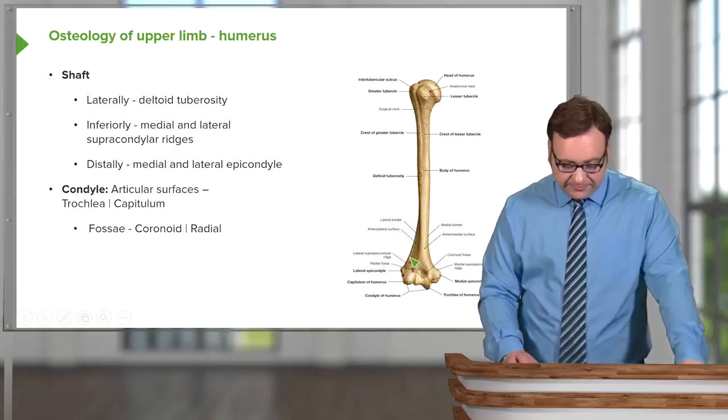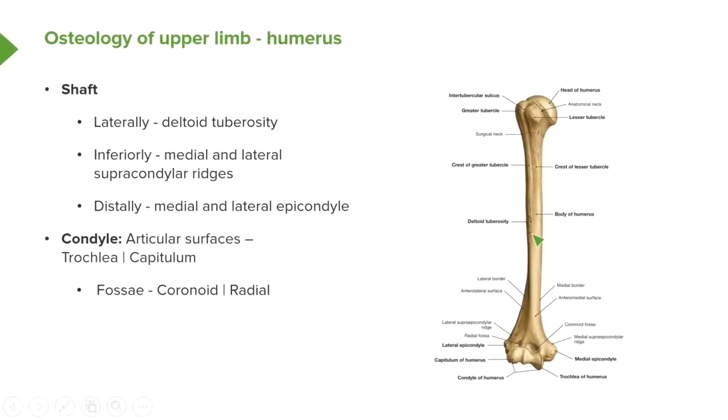We can also see, on the lateral aspect, again, we've got the head here, so this is the medial aspect. On the lateral aspect, we have a groove here, and that is known as the deltoid tuberosity. And that's the attachment site for the deltoid muscle. So the deltoid muscle attaches to the deltoid tuberosity we can see here.